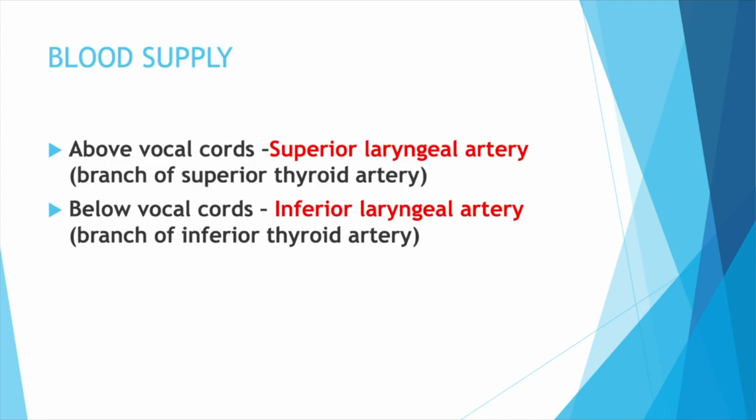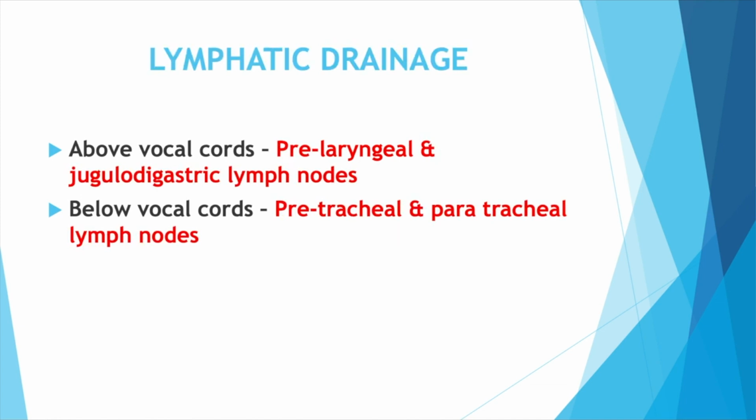Blood supply. Above the vocal cords supplied by superior laryngeal artery. It is a branch of superior thyroid artery. Below the vocal cords by inferior laryngeal artery, a branch of inferior thyroid artery. Lymphatic drainage. Above the vocal cords by prelaryngeal and jugulodigastric lymph nodes. Below the vocal cords by pretracheal and paratracheal lymph nodes.